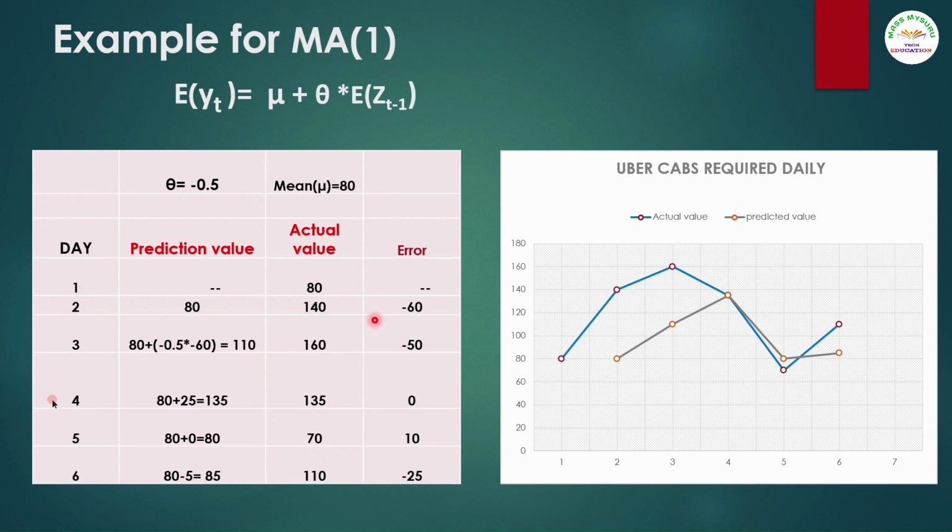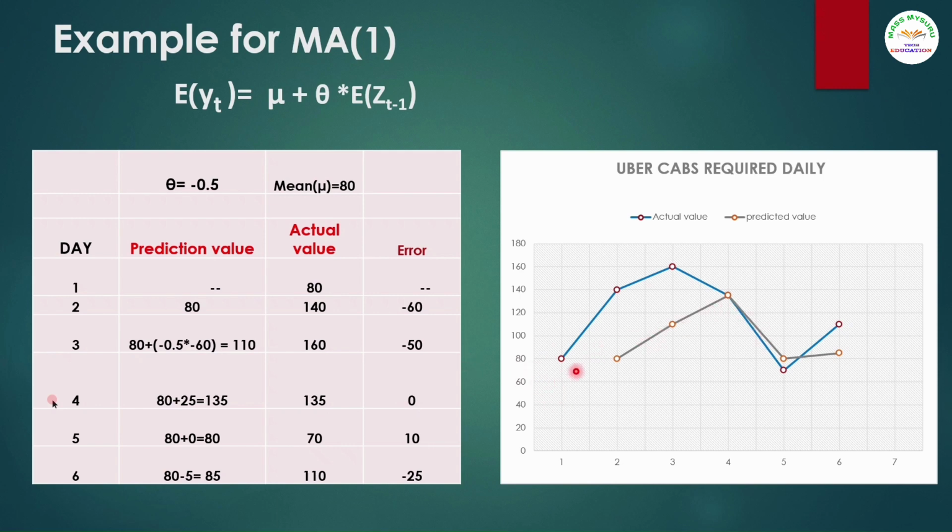Because of that, let's see the actual value on the third day increased by 20 and is equal to 160, and the error you made was minus 50. So you again take the mean, take the error, multiply by minus 0.5 to get the prediction value of 135, which is the same as the actual value, and the error is 0. You made the correct prediction on the fourth day. Proceeding, the graph keeps trending and looks like this.